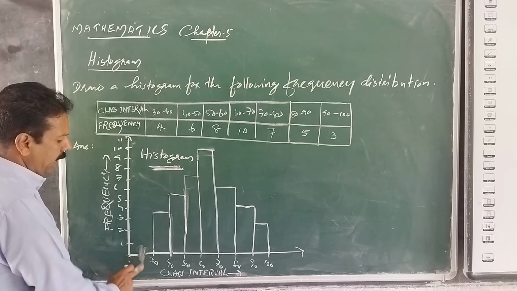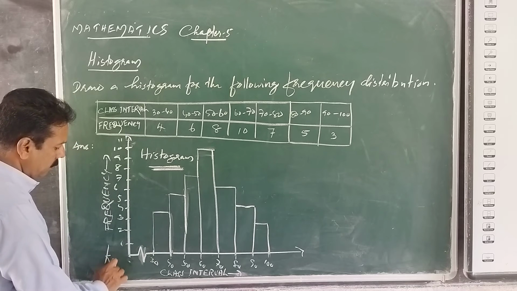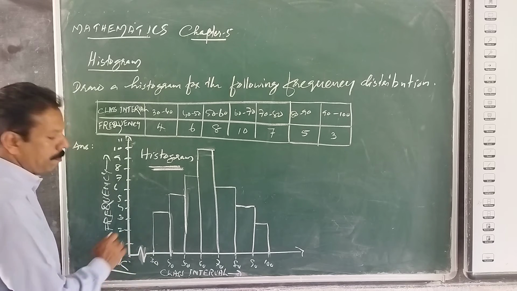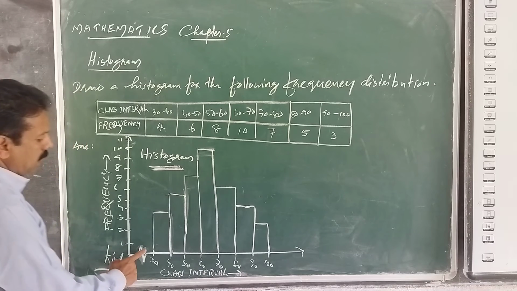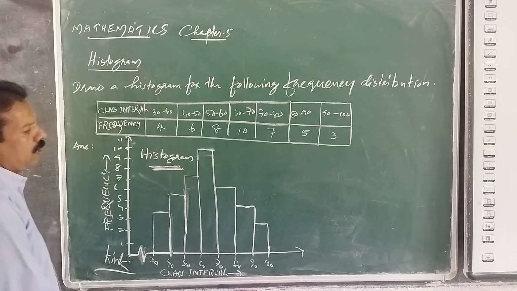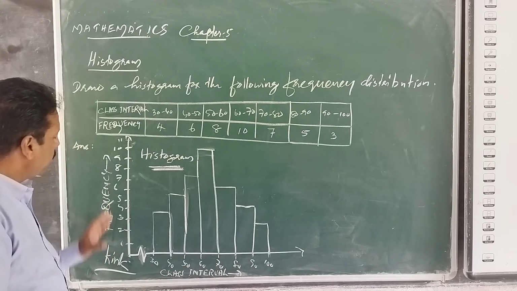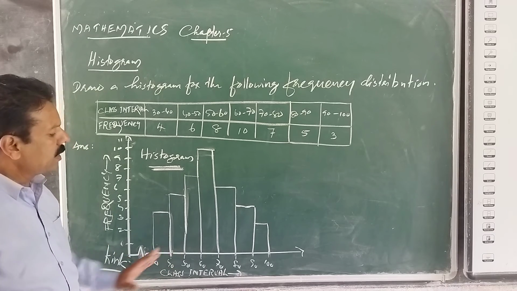Therefore, you have to make a kink here, or break. That means it is not starting from 0. Whatever is on the horizontal axis, whatever is on the vertical axis, you have to write clearly.